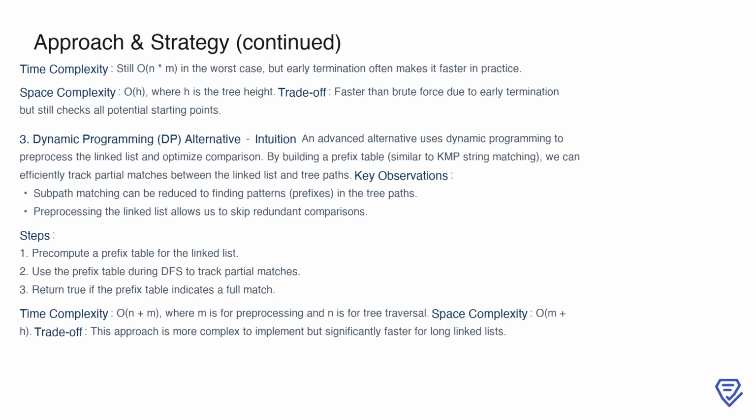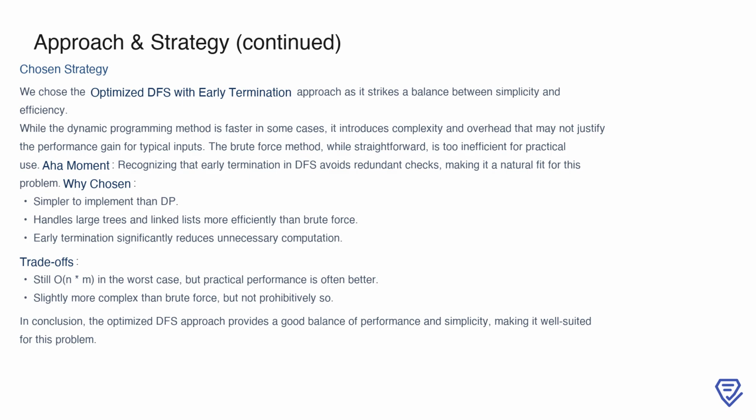The time complexity is O(n + m), where m is the pre-processing time for the linked list, and n is the traversal time for the tree. The space complexity is O(m + h), accounting for the prefix table and the recursion stack. After evaluating these approaches, the chosen strategy is the optimized DFS with early termination. This approach strikes an effective balance between simplicity and efficiency.